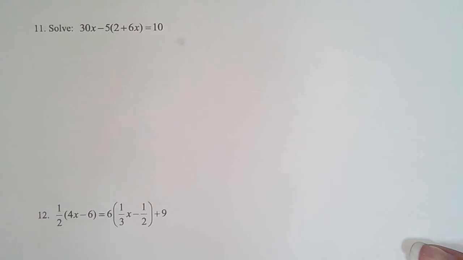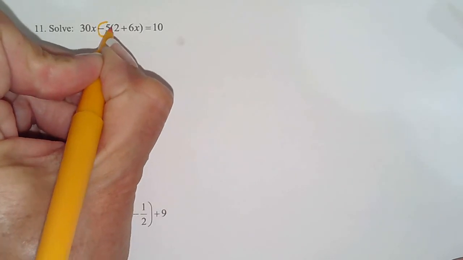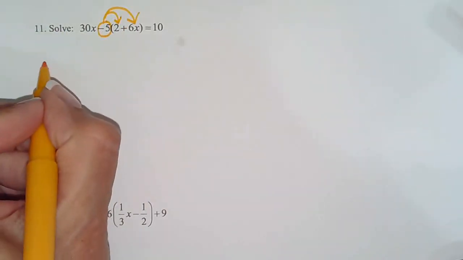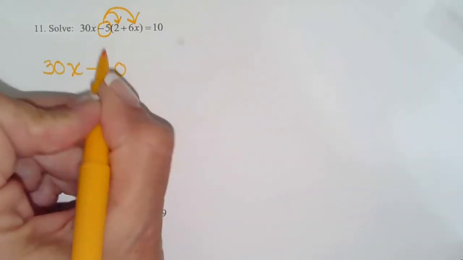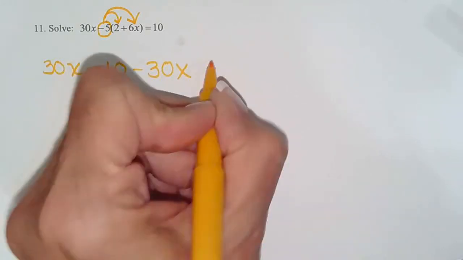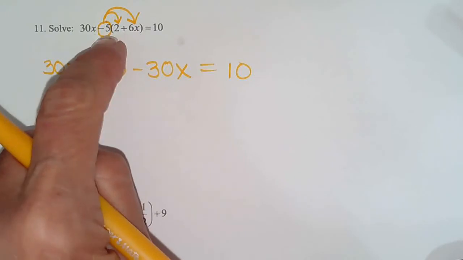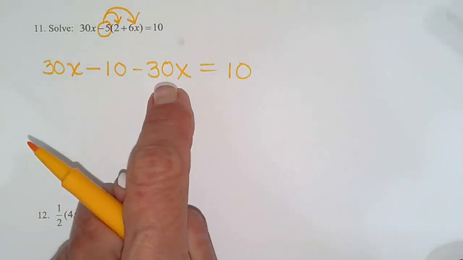Okay, so let's do this next one. Again, I see I'm distributing a negative, so I'm going to circle it. So that leaves me with 30x minus 10 minus 30x equals 10. So 30x, and negative times a positive, negative 10, and negative times a positive, negative 30x equals 10.